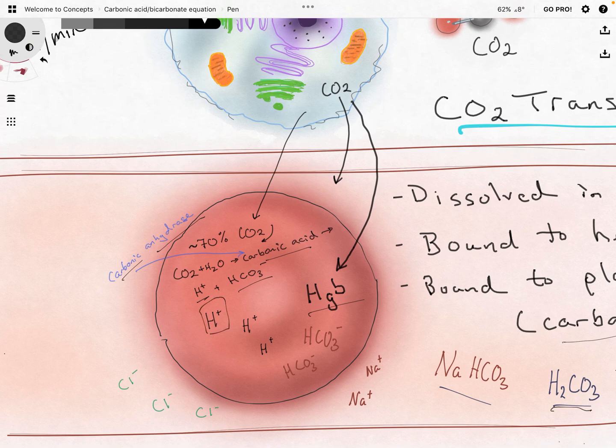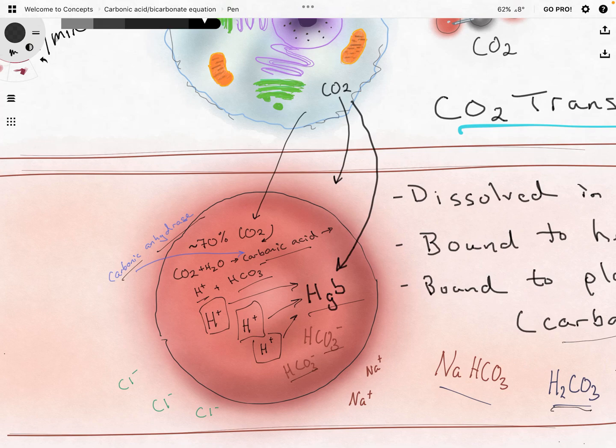So the first thing to talk about is what do we do with these hydrogen ions? These hydrogen ions are actually going to bind to hemoglobin. So that's one thing we can do. By binding them to hemoglobin, we essentially put them on something, so that helps to neutralize them, helps to keep them inactive.